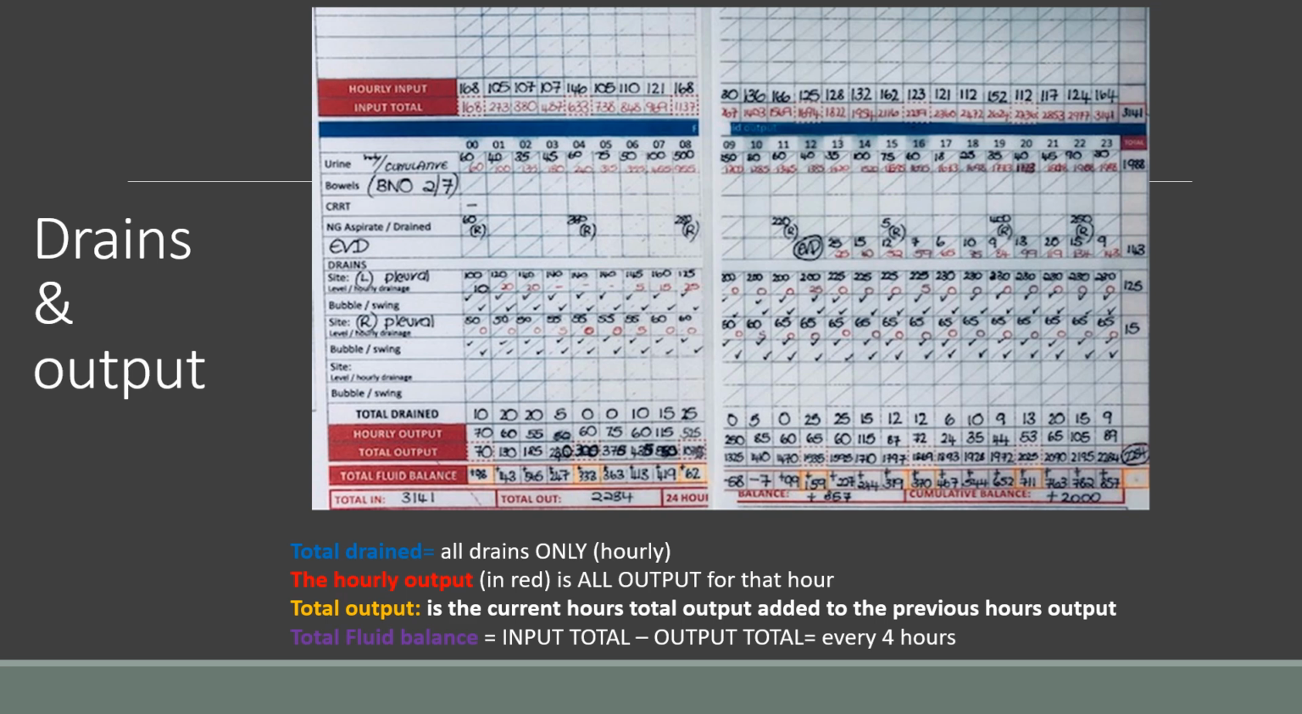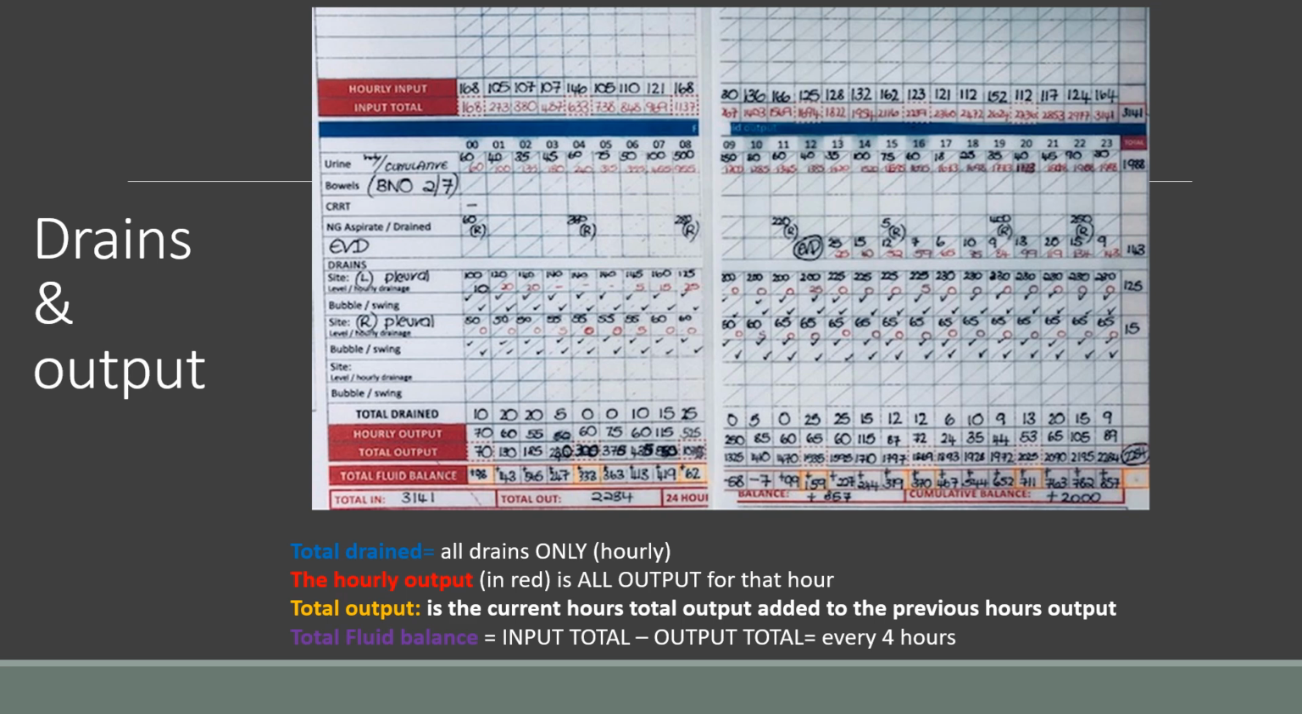Okay, so moving on to drains and outputs. Again, the complicated thing with this is the drains. Typically what this signifies here is a cardiothoracic patient who's got a couple of drains in. Some patients can have more than 2, 3, 4 drains. If you need to, you can chop up another 24-hour flow chart and stick it over the top so that you have more space to put more drains in.